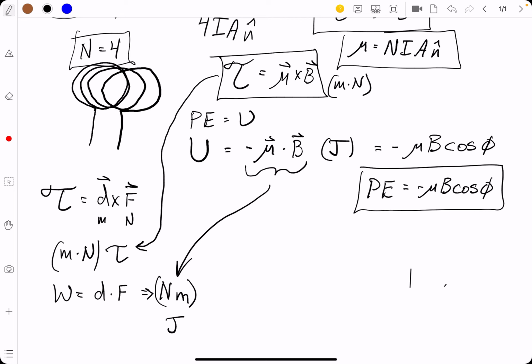All right. Let's continue with the Hall effect.